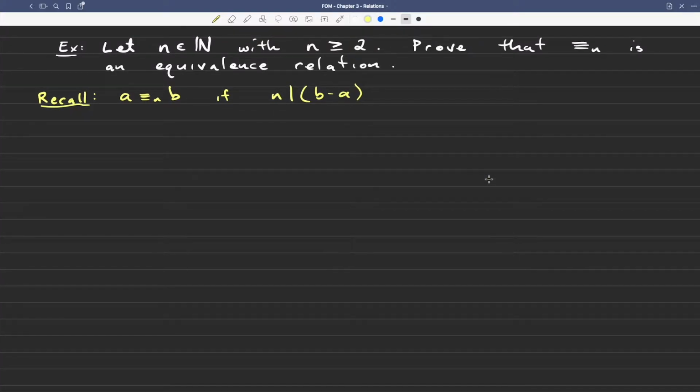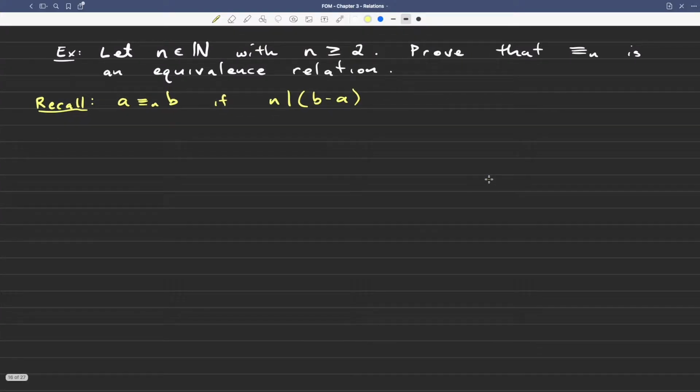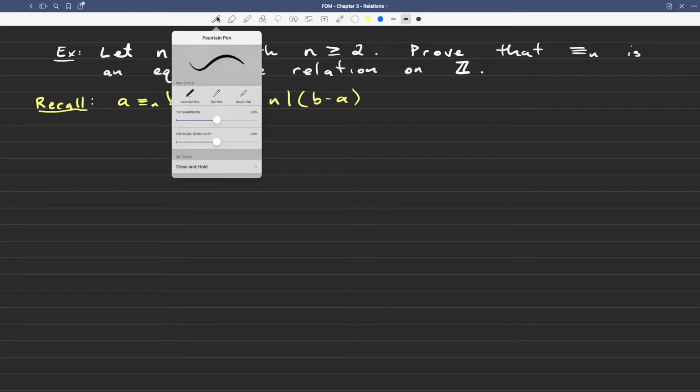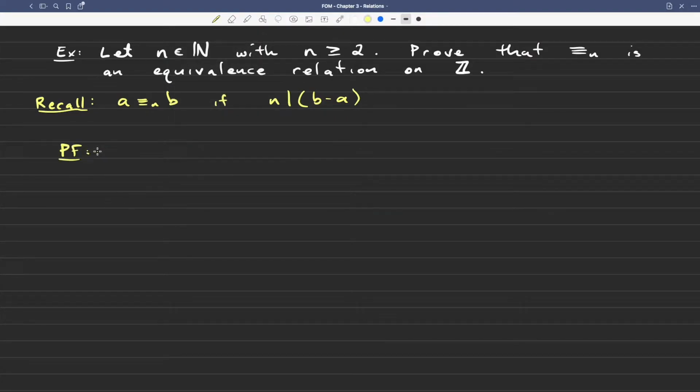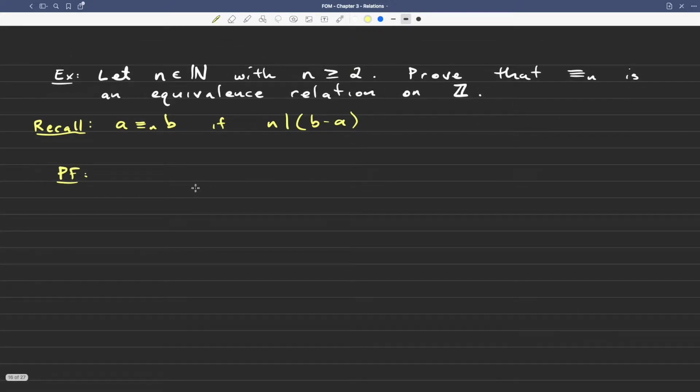And I want to prove that that relationship is, in fact, an equivalence relation. I guess I should specify what set it's an equivalence relation on. So in the original problem here, let me specify that it's an equivalence relation on the integers. All right, so let's prove it. If we're going to prove something's an equivalence relation, we must prove that it's reflexive, transitive, and symmetric. So let's just break that proof into the 3 parts.